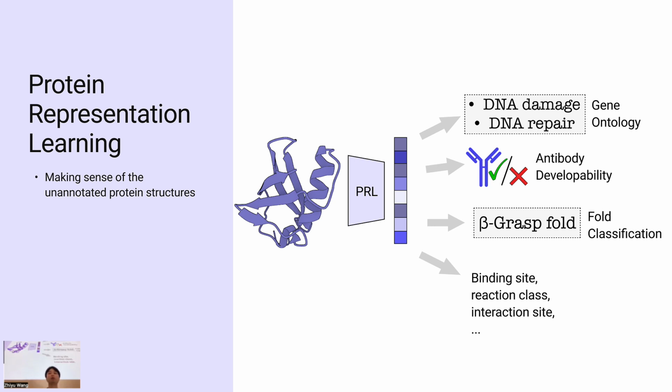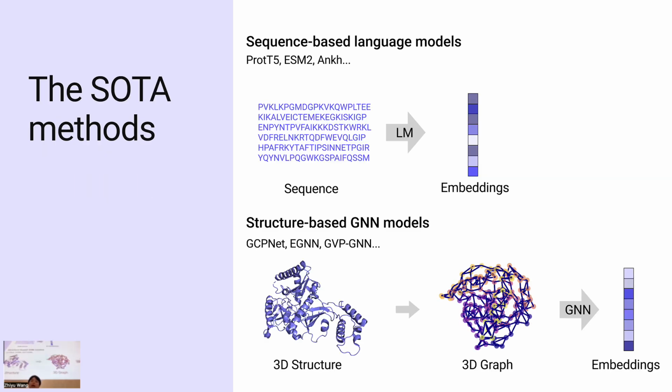So basically, a protein representation learning model is an encoder that accepts protein sequences or structures and then converts them to a vector representation. This vector representation can be passed to a decoder model that can be used for downstream tasks such as predicting gene ontology labels, antibody developability, classifying protein folds, or many more. The two most popular ways of protein representation learning are sequence-based language models and structure-based GNN models.